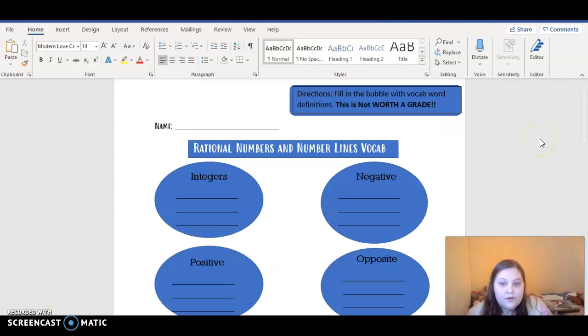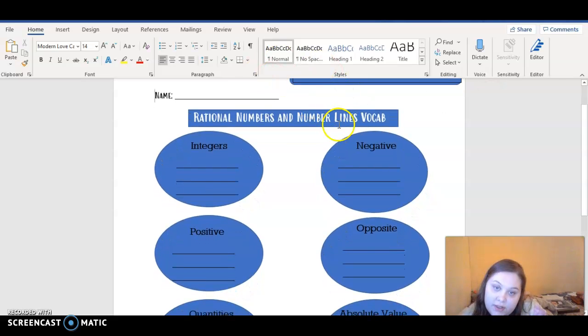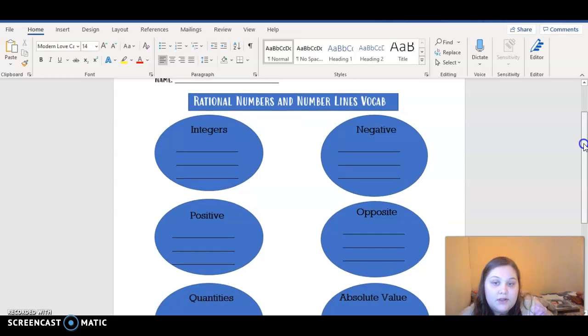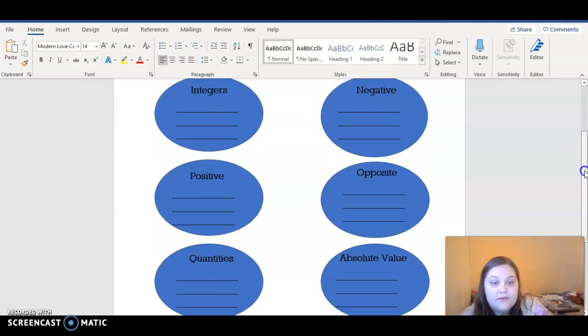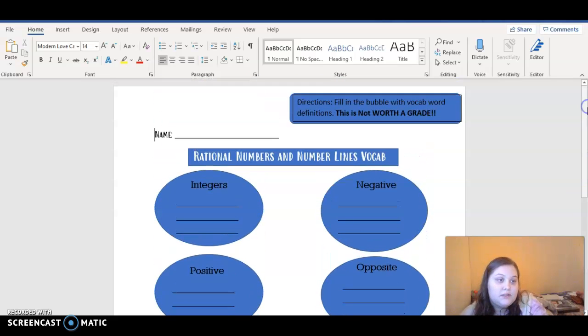So, along with your note sheet, you also need to get out your vocab sheet that I also passed out. So it looks like this. It's got 8 vocab words, and it's got the title of rational numbers and number lines. So in this lesson, we're going to go over integers, negative, positive, opposite, quantities, absolute value, zero, number line. So from day 1 of this lesson, which was yesterday, you should have already filled in some of the bubbles with the definitions of each word. We're going to go over some more today, so keep track while we go through the presentation.